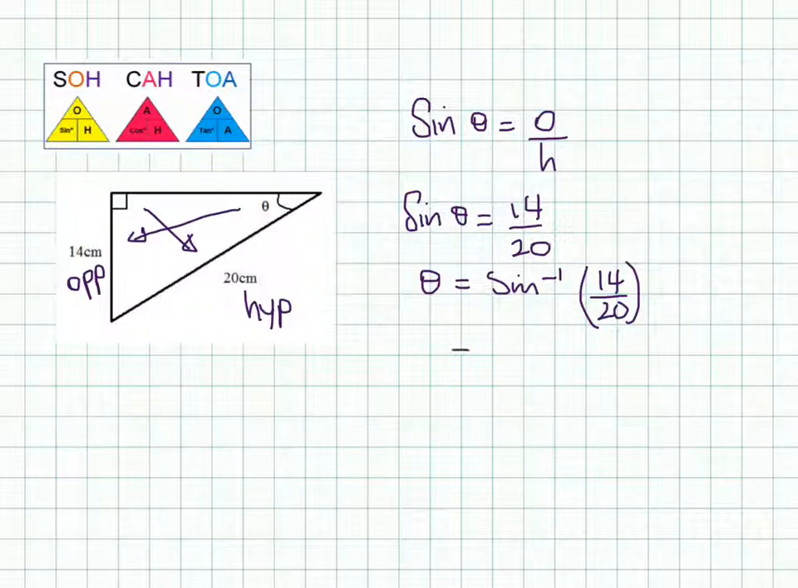Again, make sure your calculator is in degrees before doing this. And you'll need to press shift for this one. All right, so once you press shift and then sine, your calculator will show you sine inverse, and then you just put the fraction in, and that is going to give you an answer of 44.4 degrees. Yes, it's in degrees because it was an angle we were finding. We're finding that missing angle over there.